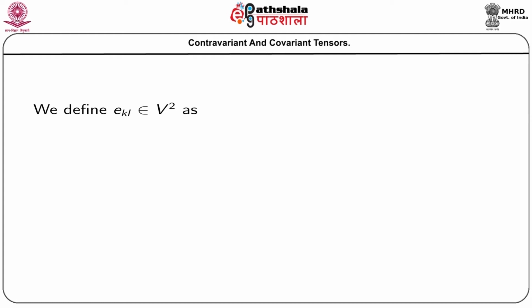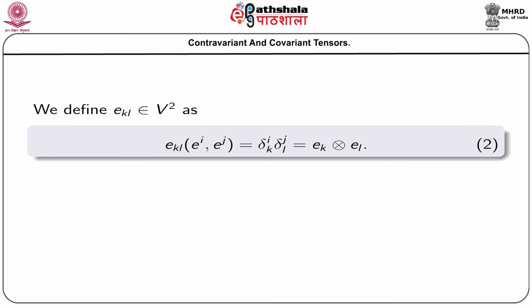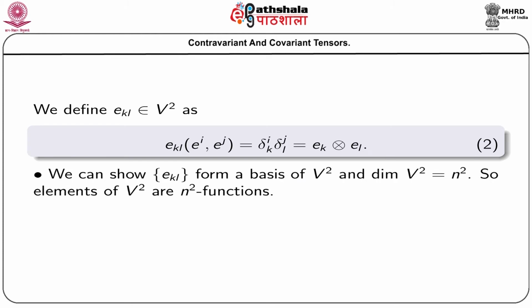Now, we take the basis vectors of this V2 and we define E^kl belonging to V2 as E^kl(e_i, e_j) = delta^k_i delta^l_j, which can be expressed as a tensor product E^k tensor product E^l. We can show that this E^kl forms a basis of V2 and its dimension is n square, because V is of dimension n. So, the dimension of V2 is n square. So, elements of V2 are n square functions.